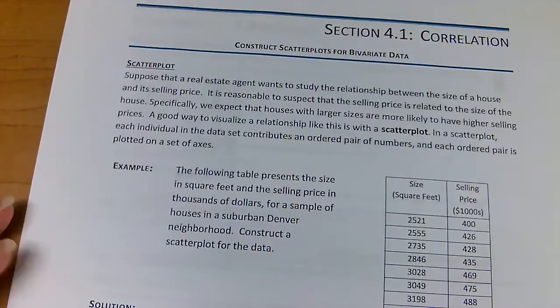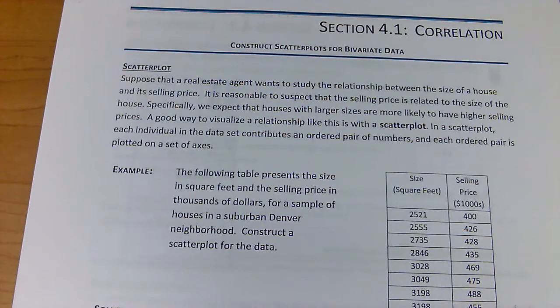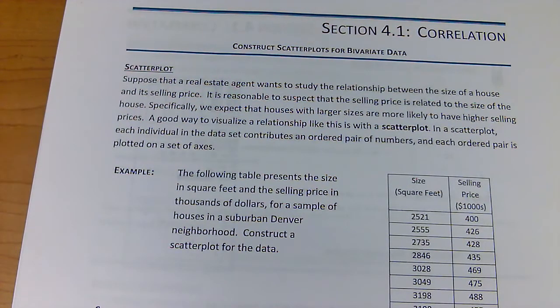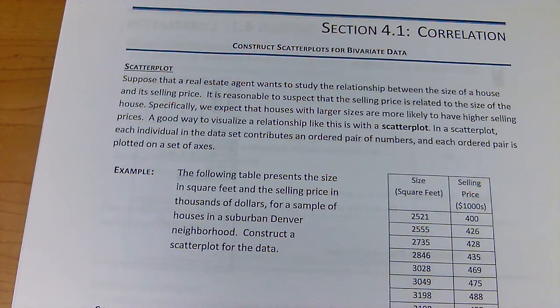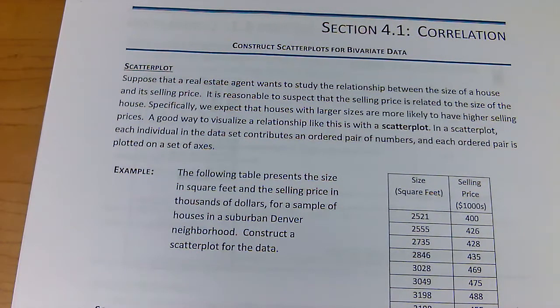Today we're going to be starting our unit on two variable data. We call it bivariate data. Suppose that a real estate agent wants to study the relationship between the size of a house and its selling price. It is reasonable to suspect that the selling price is related to the size of the house. So specifically, we expect that the larger the house, the higher the selling price.